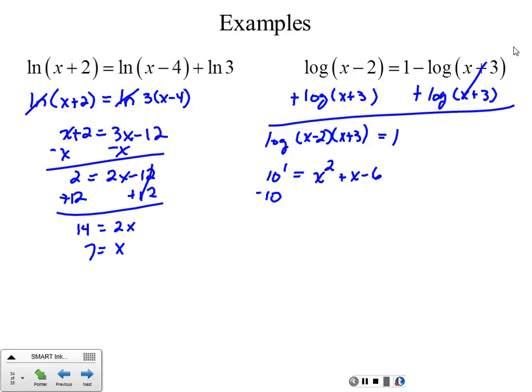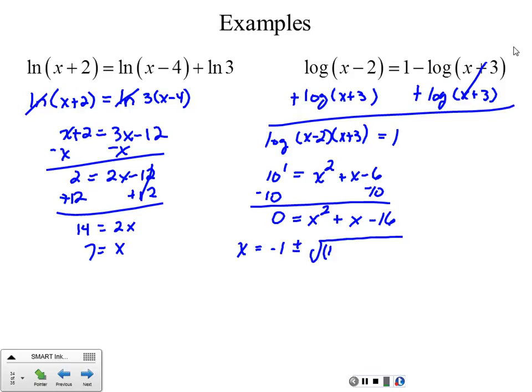Minus 10 from both sides because we have a quadratic. And so we have 0 is equal to x squared plus x minus 16. This one is not going to factor. Pretty. What do? Panic? Quadratic formula. x equals, opposite of b is going to be negative 1 plus or minus the square root of b squared minus 4 times a times c, all over 2 times a. Did I get it set up right? Check my math.